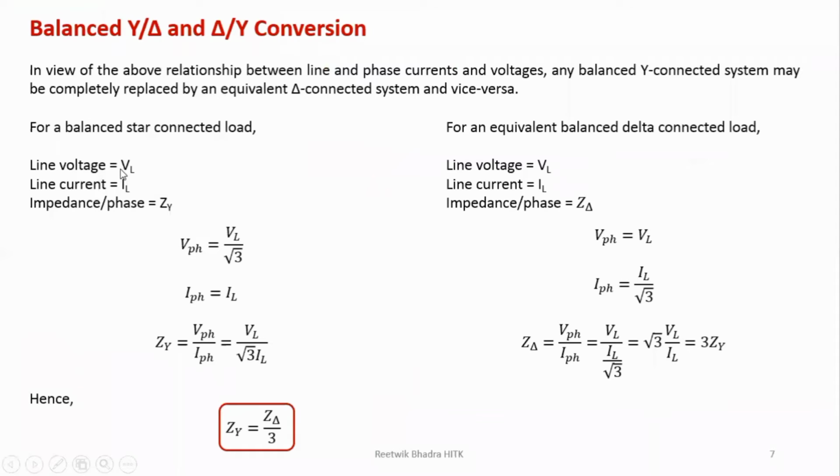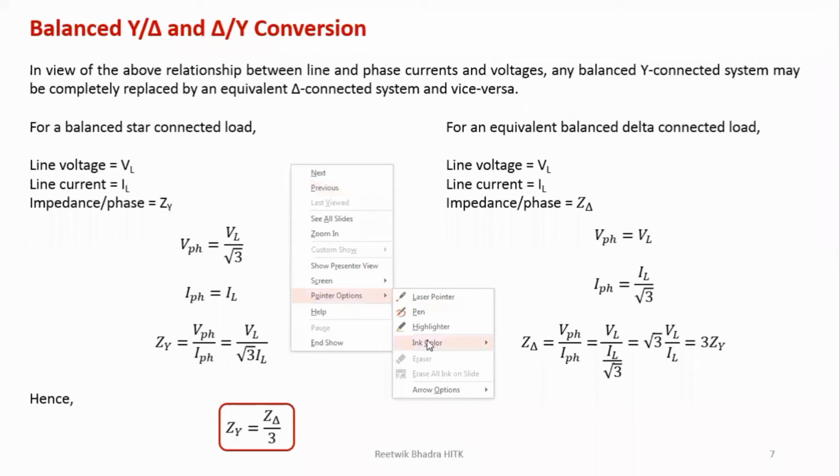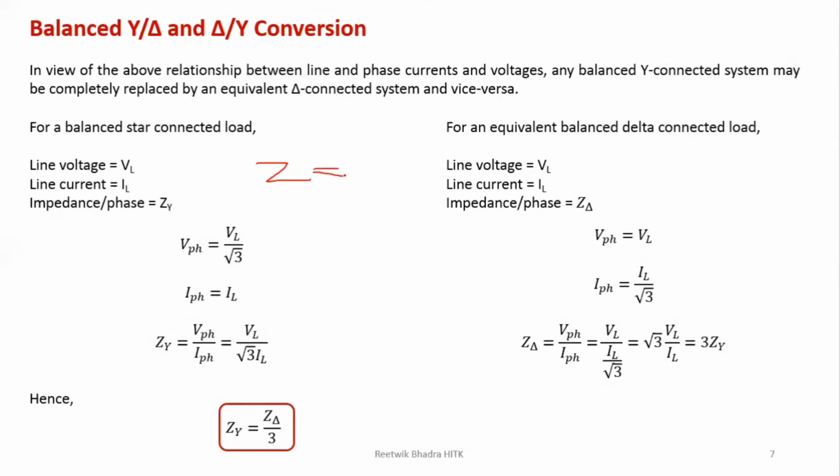You will get VL, IL, and impedance per phase is your Z star. All impedances in a three-phase system will be given as per phase values. If you recall the fact, Z is equal to V by I. We know this in single phase, but here all Z that will be given is per phase value, not ZL. It will be given in your question as ZPH. So obviously this will be VPH by IPH. All values will be given per phase.